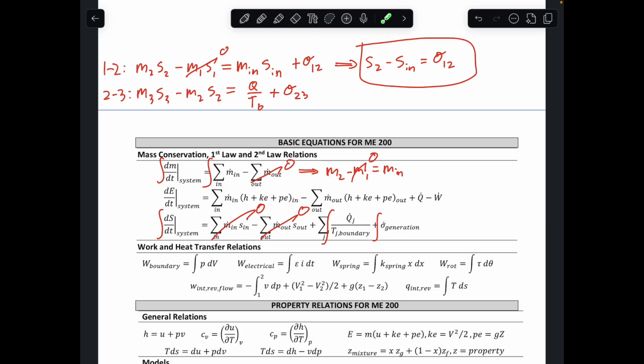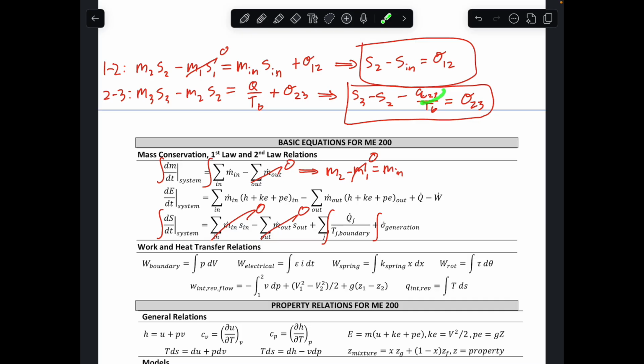We can realize here that the mass at state 2 is equal to the mass at state 3 because we're not changing mass. So we can just divide out all of the terms by mass, and then these will become on a per mass basis like it asks us to do. And so if we rearrange this equation, S3 minus S2 minus Q from 2 to 3 divided by TB should be equal to sigma from 2 to 3. So this is the version that we can use from 2 to 3.